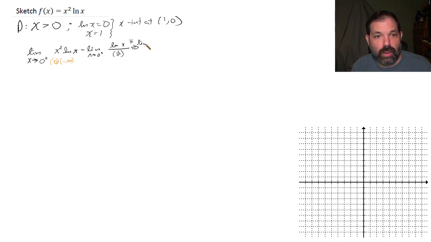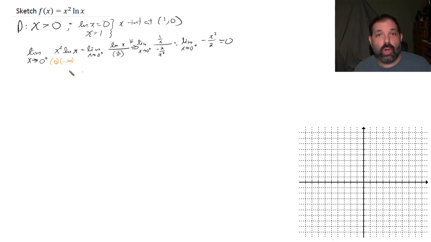And this would become the limit with x approaching 0 on the right of 1 over x divided by, now that's x to the negative second, so that would be negative 2 over x cubed. And so then this becomes the limit with x approaching 0 on the right. And if we apply a little bit of algebra, this is negative x squared over 2, which would then be 0. So the limit as x approaches 0 on the right is 0.